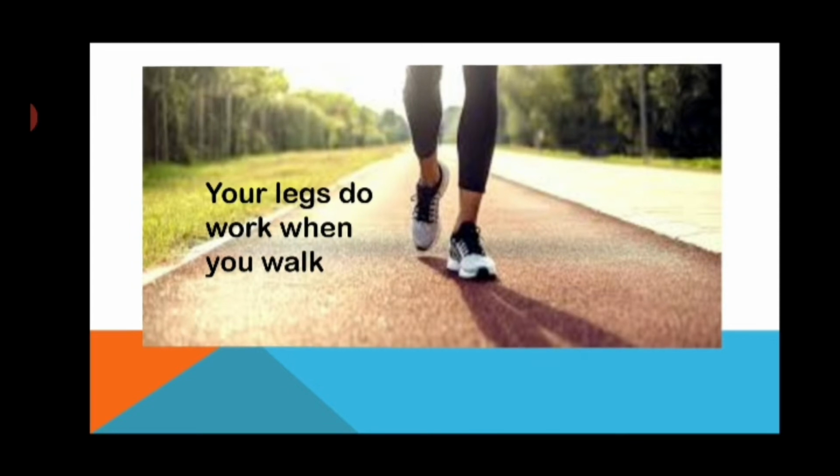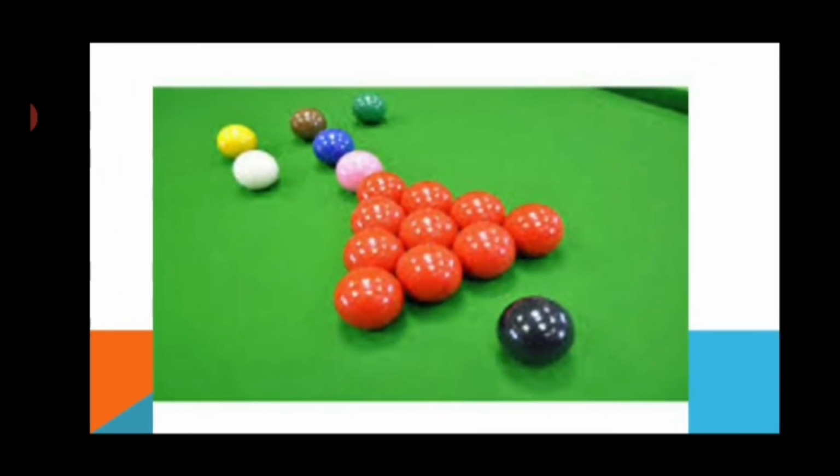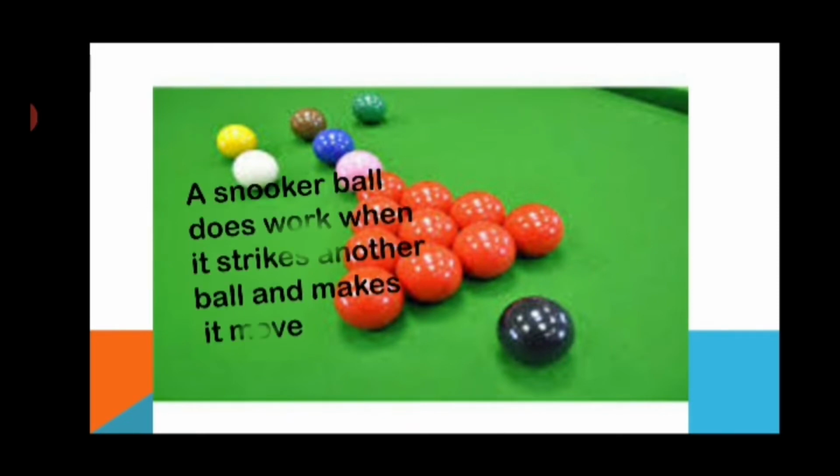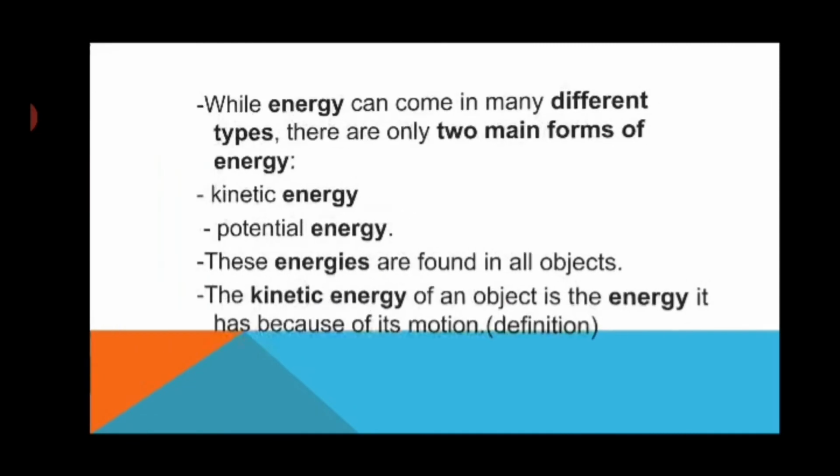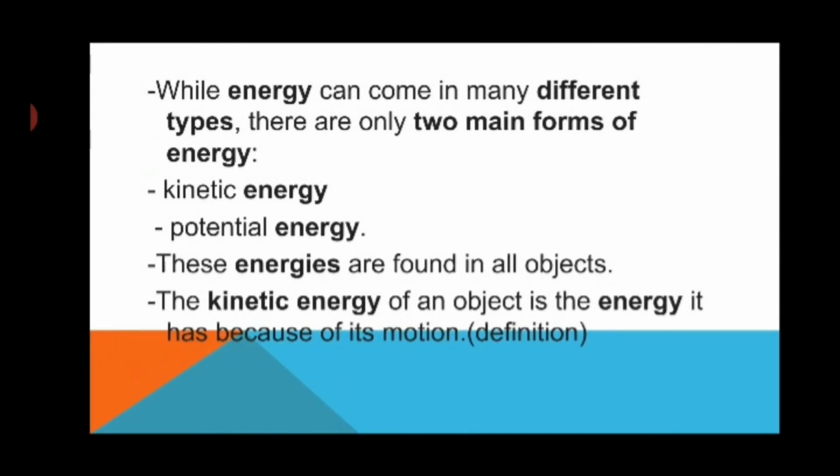you walk. Now you can see some snooker balls. They also do work. Let's see how. A snooker ball does work when it strikes another ball and makes it move. So here also movement is there, and that movement is called work. So these are some examples of work that we see in our daily life. Now we'll come to know about what the types of energy are.